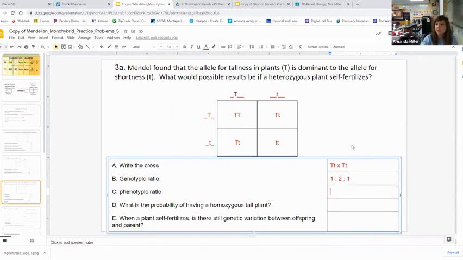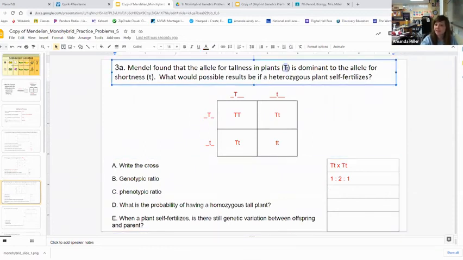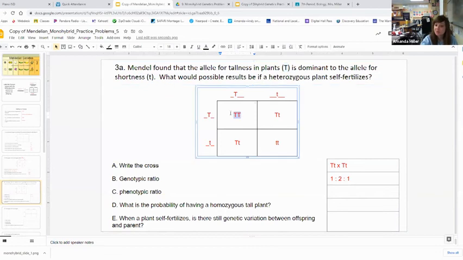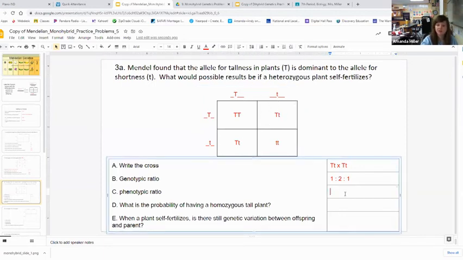You don't necessarily have to space it out on yours. What about the phenotypic ratio? How many of these plants will be dominant? The dominant trait is tall or big T. So this one's going to be tall. This one will be tall because it has at least one dominant allele, and this one will be tall. So that's a total of 3 dominant to 1 recessive. 3 tall, 1 short.